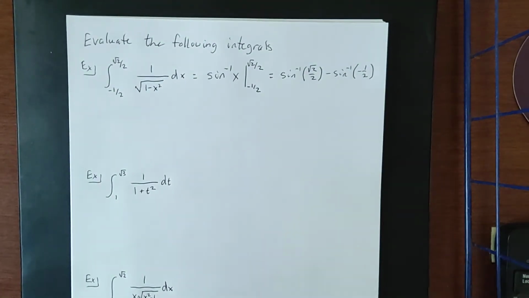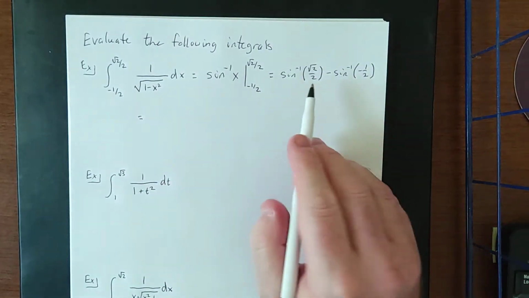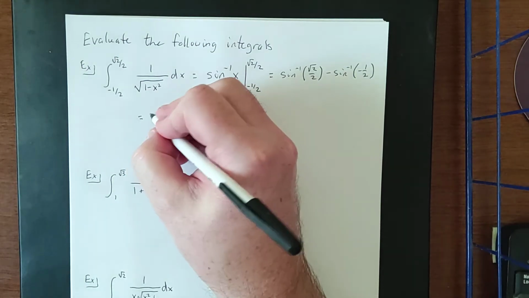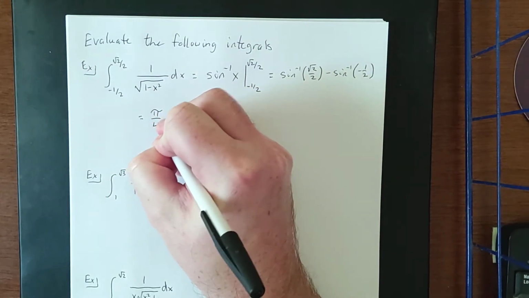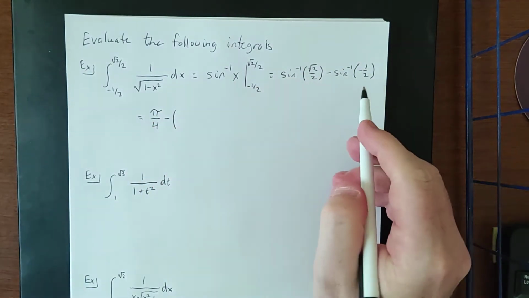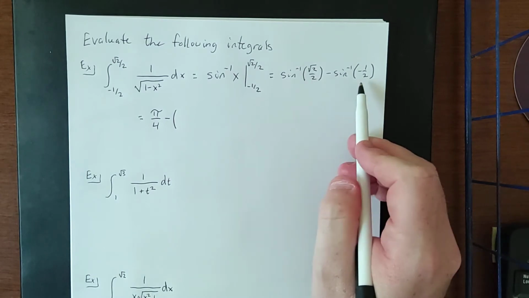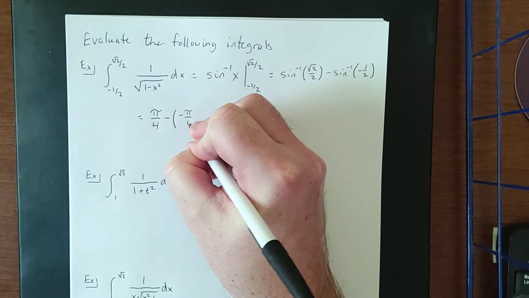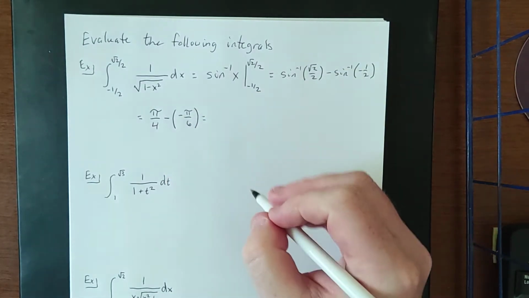Now here's where knowledge of the unit circle is going to come in really handy. We're looking for the quadrant 1 angle whose sine is equal to root 2 over 2. That of course would be pi over 4. Then we'd be looking for the quadrant 4 angle whose sine is equal to -1/2 within the appropriate restriction. That would be negative pi over 6.